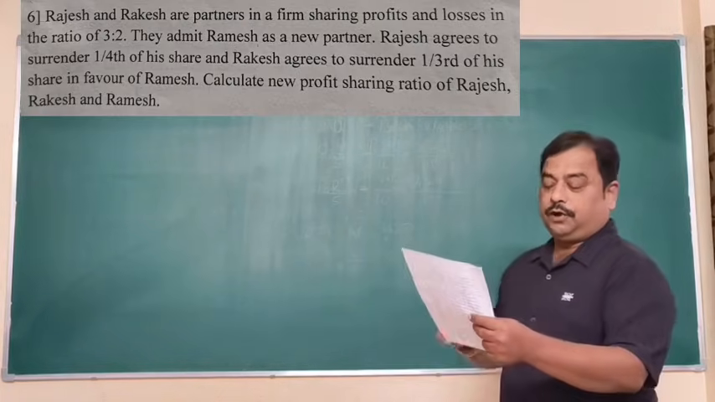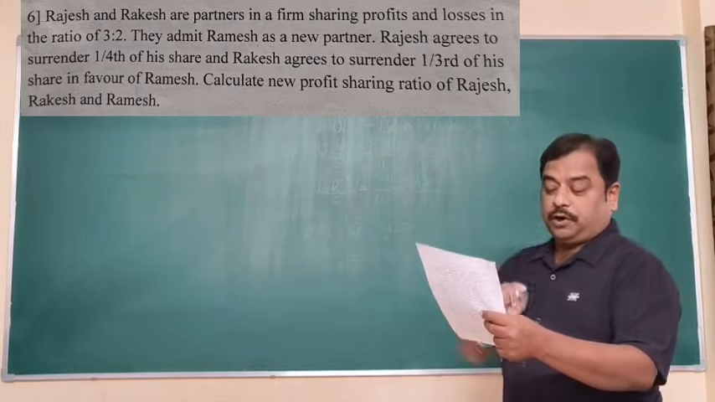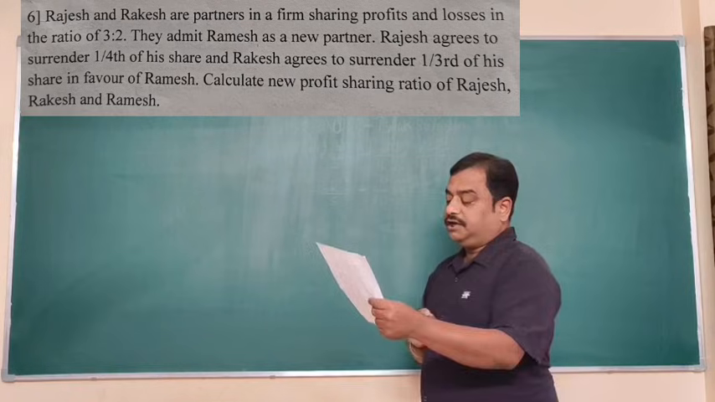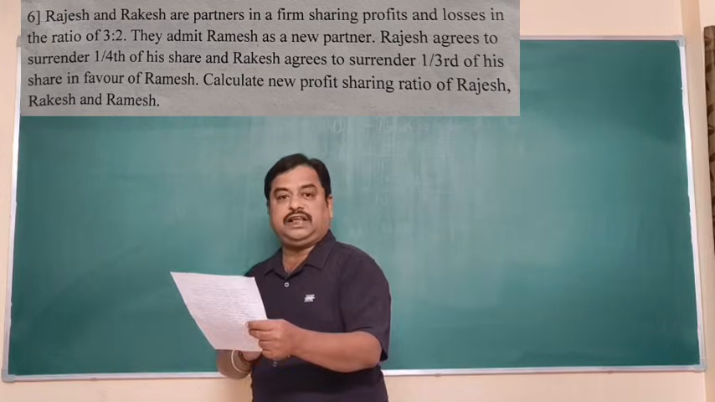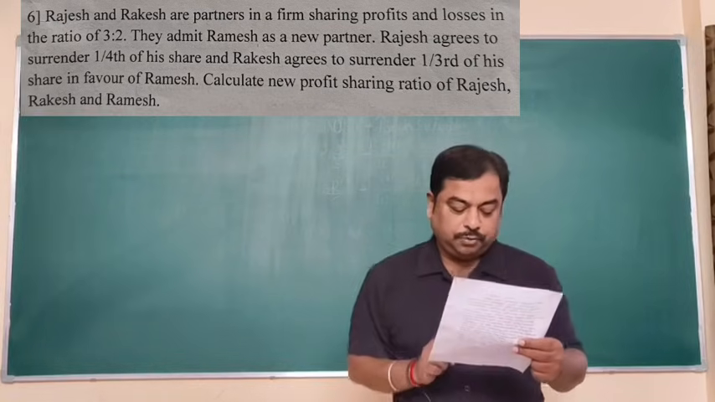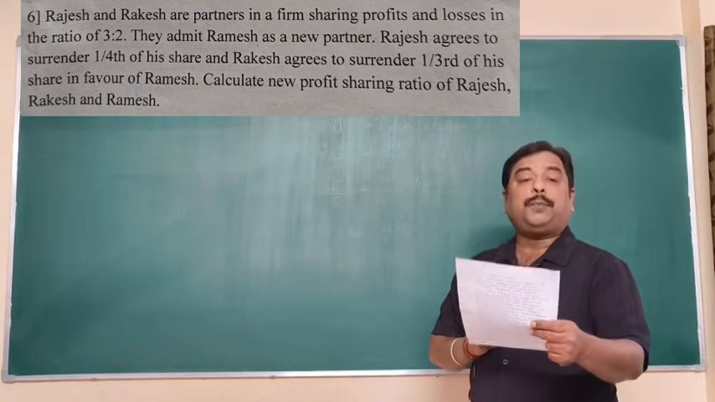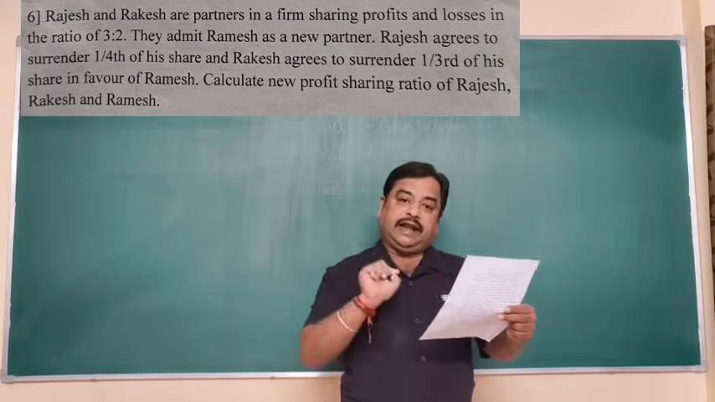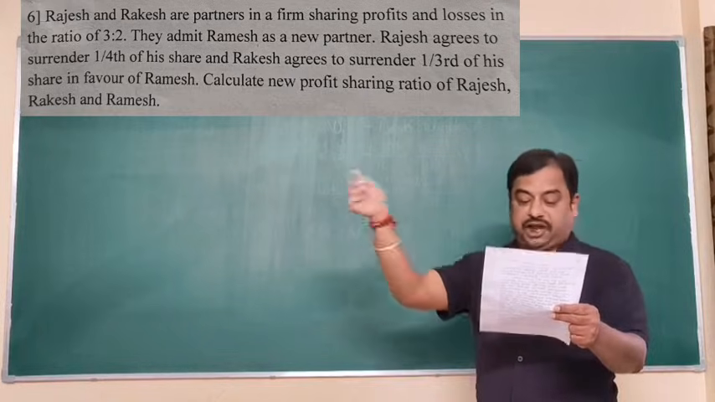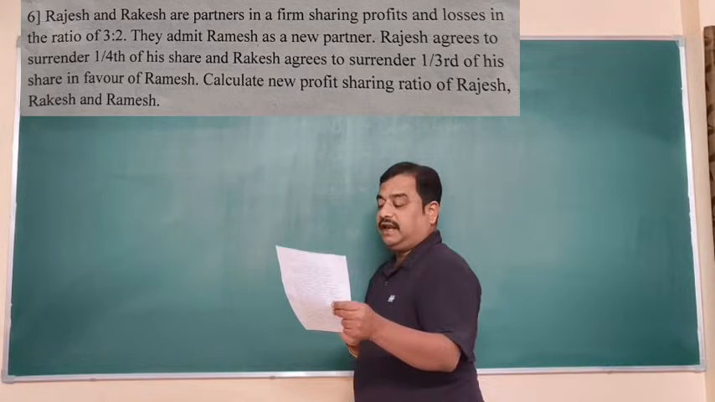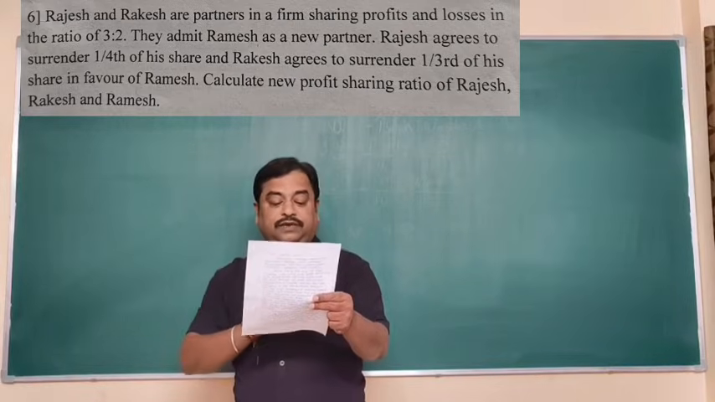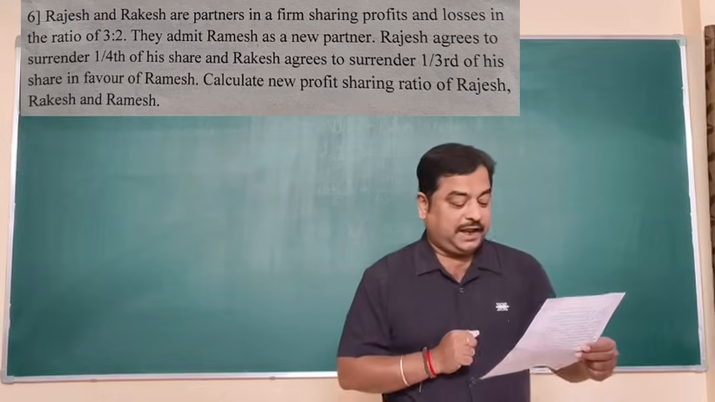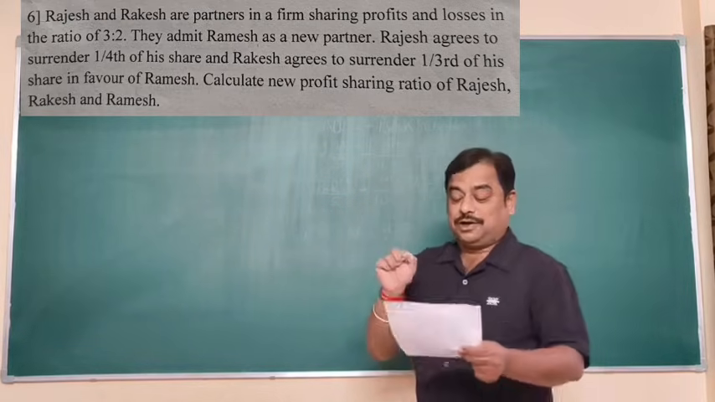Okay students, moving on to the next question. Mark it as a very important question. Rajesh and Rakesh are partners in a firm sharing profits and losses in the ratio of 3 is to 2, the old ratio. They admit Ramesh as a new partner. Rajesh agrees to surrender 1/4 of his share, and Rakesh agrees to surrender 1/3 of his share in favor of Ramesh. Calculate the new profit sharing ratio of Rajesh, Rakesh and Ramesh.